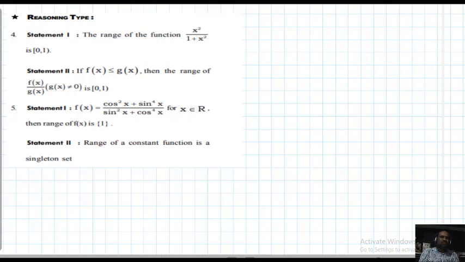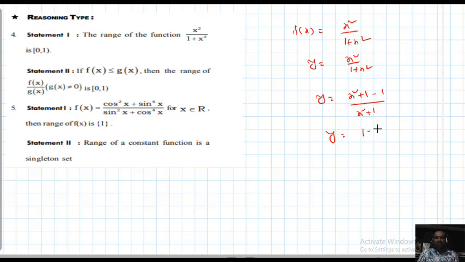Okay, so your first problem. Statement 1: the range of x square by 1 plus x square is closed 0 to 1. So f of x is given here, that is x square by 1 plus x square. To find the range, you know the procedure: y equal to x square by 1 plus x square. You want to make x the subject, after that you can find the range. That is one method for this type of easy problem. So add 1 and subtract 1 in the numerator. So what will we get? y equal to 1 minus 1 by x square plus 1.